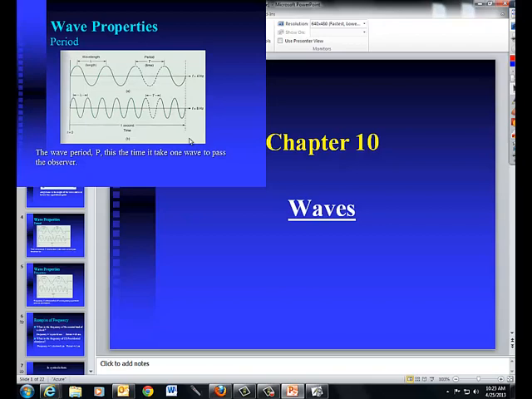Then if you look at the one on the bottom, you will notice that we've now used our symbol for wavelength, and you'll see that the period is much smaller. And if you count the number of crests, 1, 2, 3, 4, 5, 6, 7, 8, you'll see that the frequency for that wave is 8 hertz.